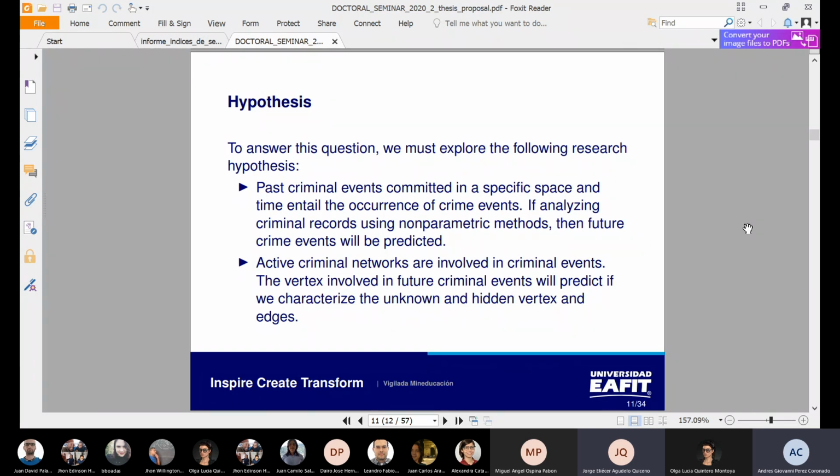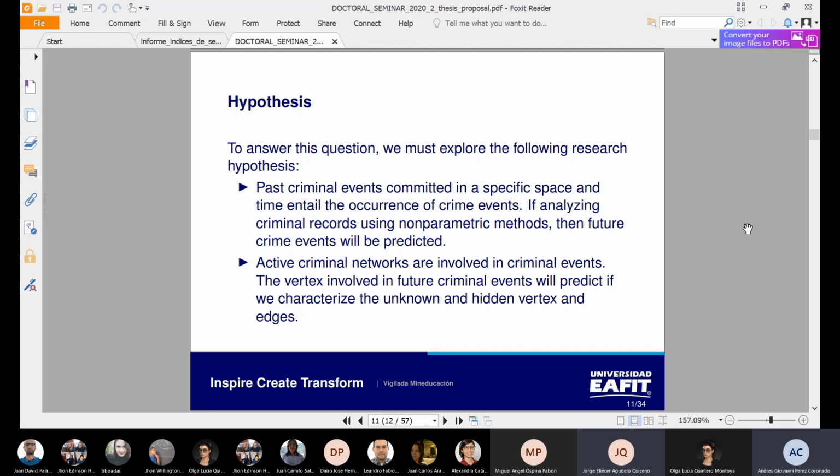First, past criminal events committed in a specific space and time entail the occurrence of future criminal events. If we analyze criminal records using non-parametric methods, then future crime will be predicted. And this is for events.